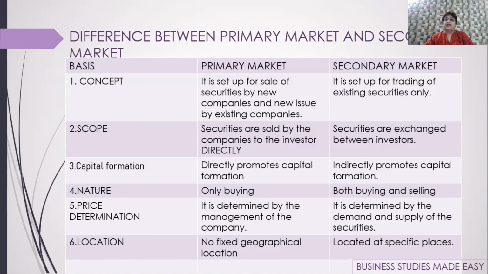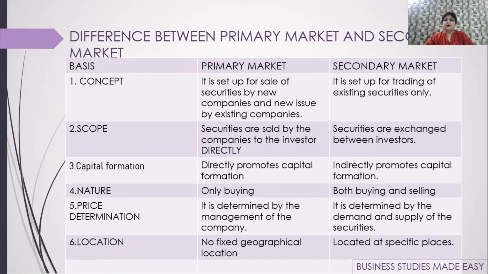Then primary market leads to capital formation directly, but secondary market also leads to capital formation but indirectly. And the nature in the primary market, it's only buying. People only buy. You cannot sell back the shares to the company. These days, buyback of shares has started, but not to a large extent. So only buying takes place, whereas in the secondary market, both buying and selling takes place.